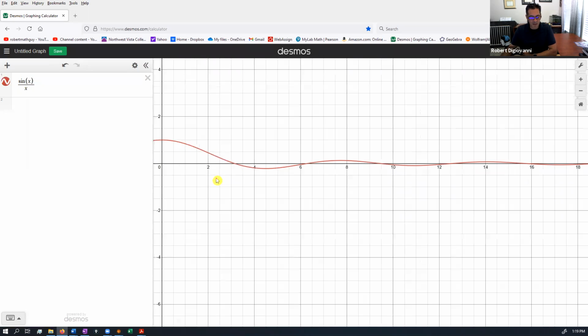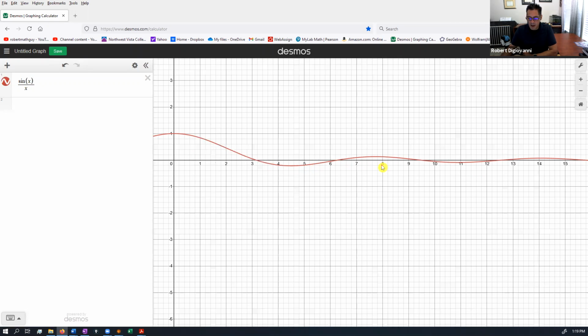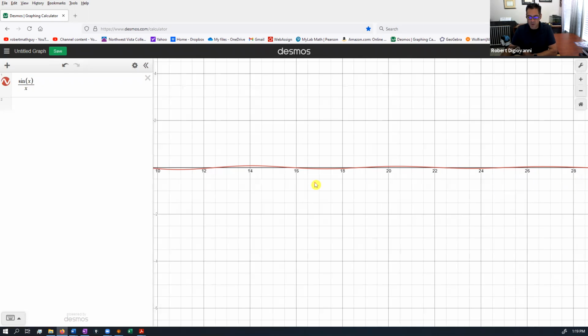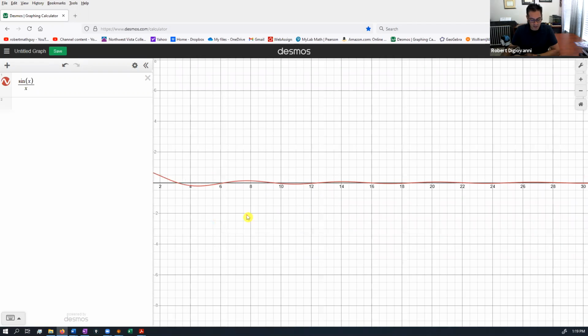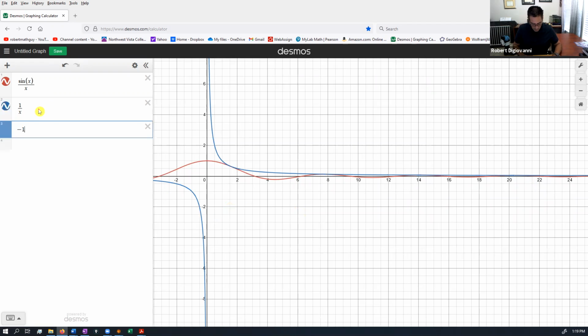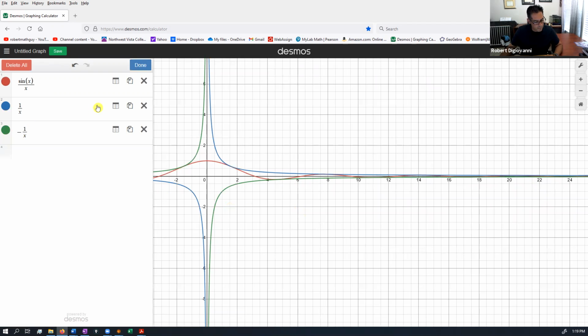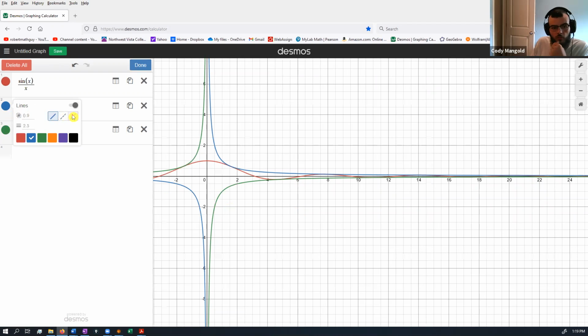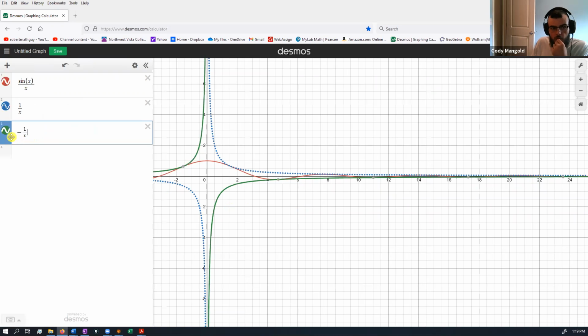So do you see it's like a sine curve that as you move to the right, the amplitude is shrinking. And so it's almost acting like, this is really cool if you do it this way. If I graph just 1 over X here, and I graph -1 over X like that, let me make these dotted. Then cosine of X over X would be basically just the same thing, but flipped for the sine of X almost. Yeah, pretty much.